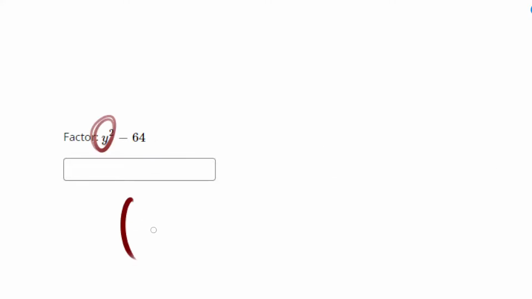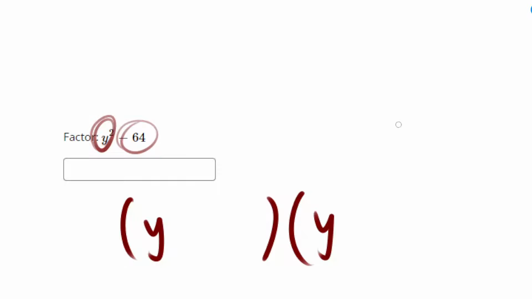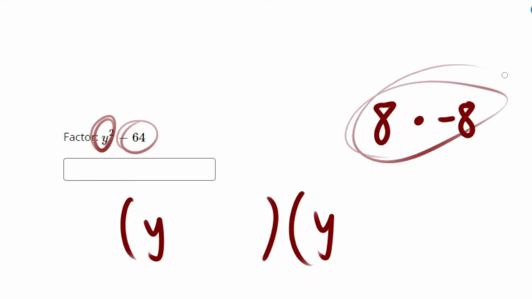We know that this times this is going to give us y squared, and then we close parentheses there, y times y. And then what can we get? Something times something that will give us negative 64 and add to 0. I have a feeling it's going to be 8, because 8 times 8 fell on the floor, pick it up, and it's 64. So positive 8 times negative 8 will add up to 0 and multiply to negative 64. So we do y plus 8 and y minus 8.